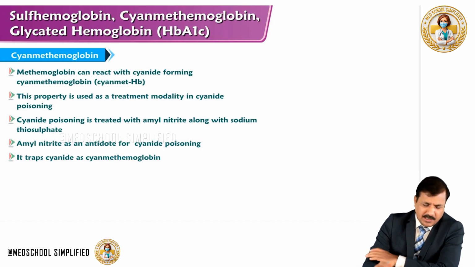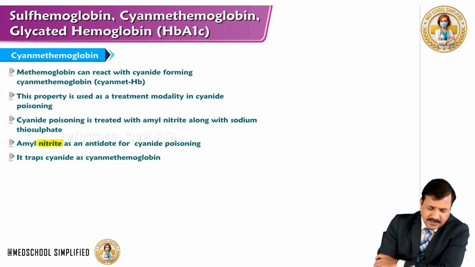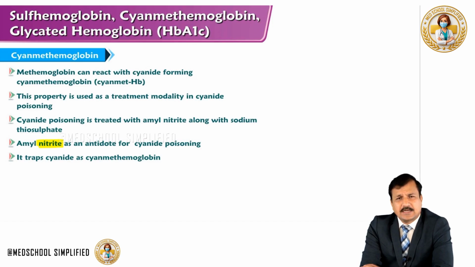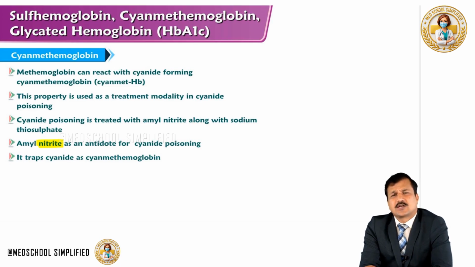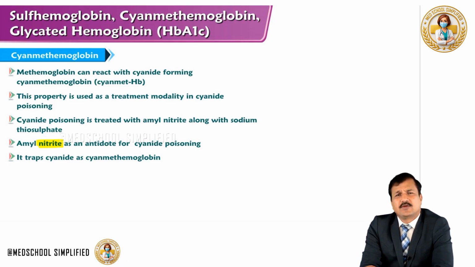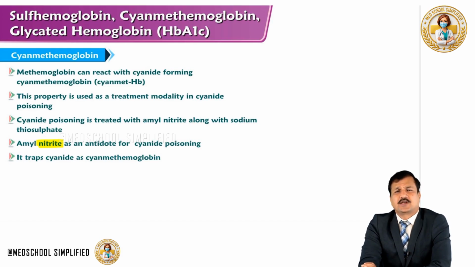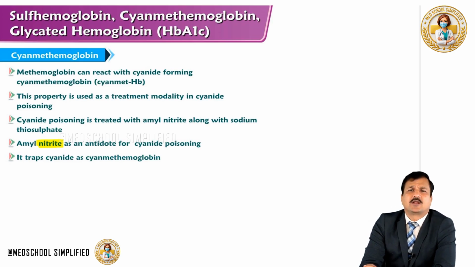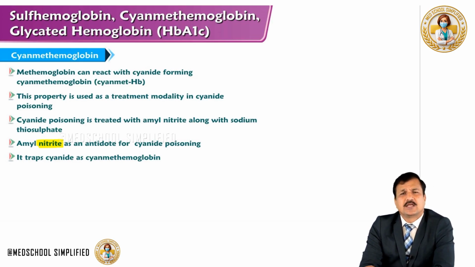methemoglobin. As you know from the methemoglobin lecture, nitrite, nitrate, nitric oxide, benzocaine, lidocaine, prilocaine, all these oxidizing molecules increase conversion of ferrous iron into ferric iron in the heme of hemoglobin, converting it into methemoglobin. So overall, by giving amyl nitrite, there is an increase in methemoglobin.